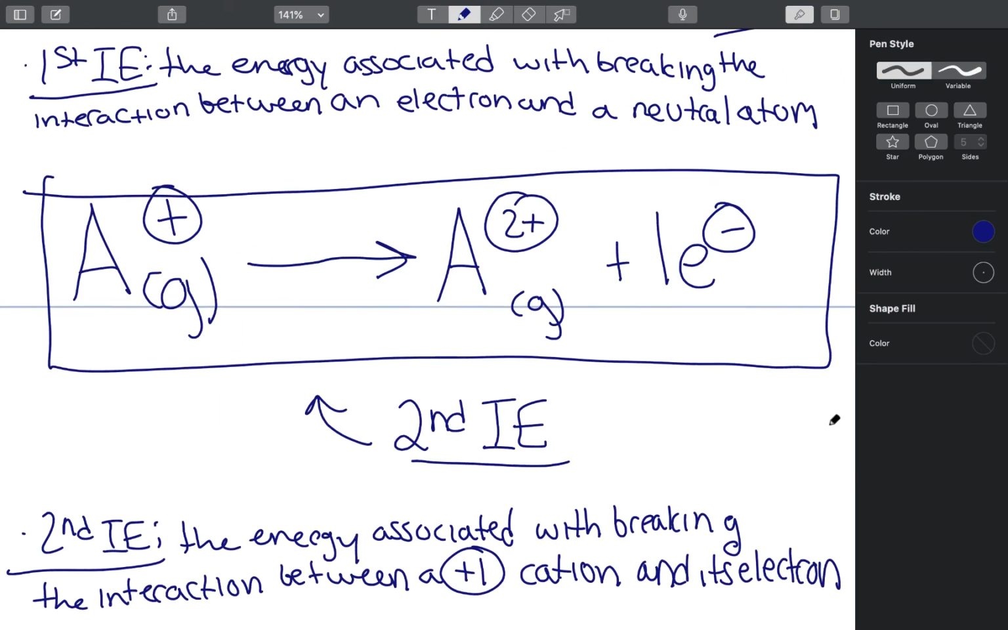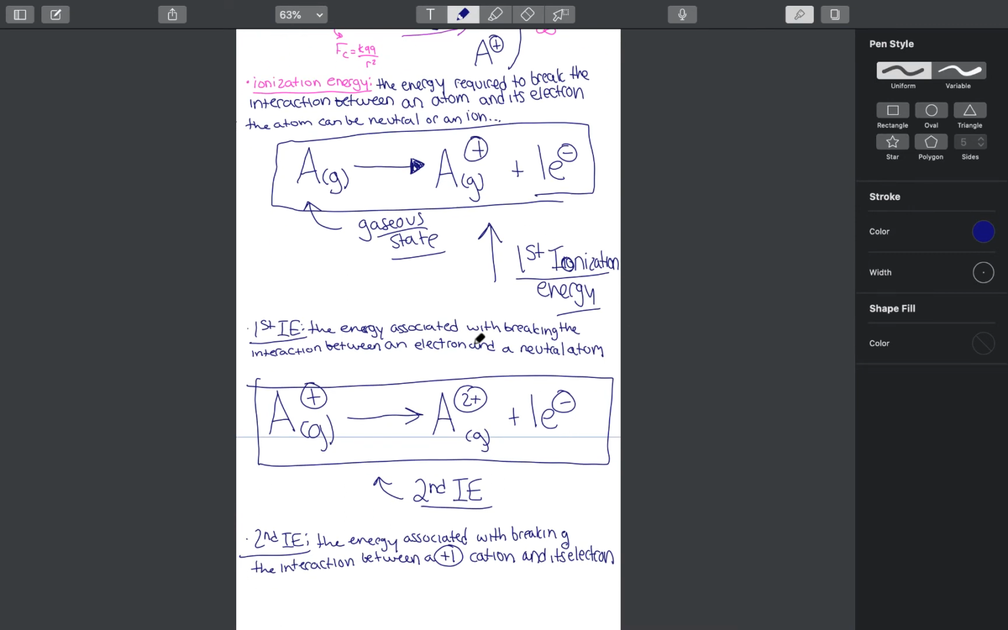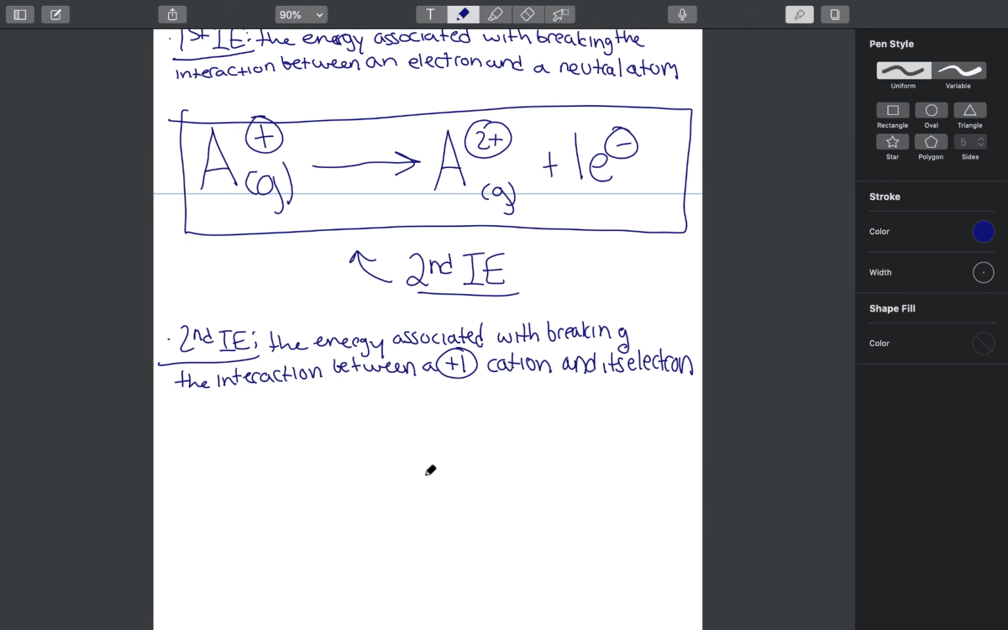So out of the first and second ionization energy, which do you think will be greater? Which energy amount do you think will be greater? The first ionization energy or the second ionization energy? Hopefully you said that the second ionization energy is larger than the first one. And this should make sense to you. This is because in the second ionization energy, you are breaking an electron off of a positively charged atom. This positively charged atom has a greater pull on the electron, therefore it's much harder to break the electron off the atom. So second ionization energy is greater than the first ionization energy.